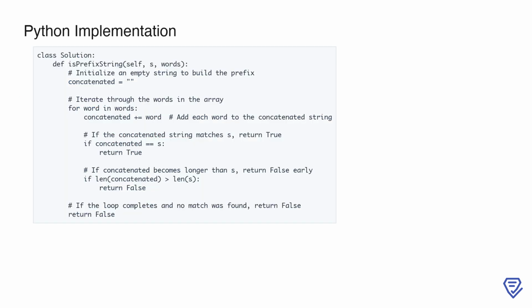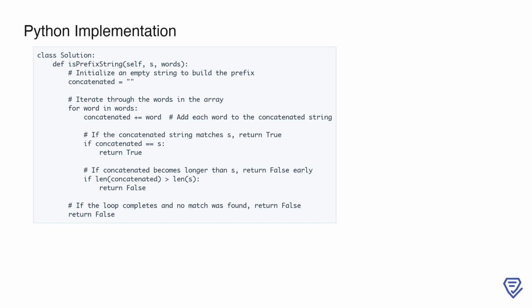This Python solution solves LeetCode problem 1961, check if string is a prefix of array. The task is to determine if a given string s is a prefix string of an array words. Explanation of the code. 1. Initialization. The variable concatenated is initialized as an empty string. This will be used to build the prefix string incrementally by concatenating elements from the words array.